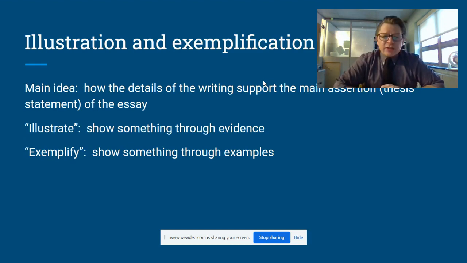Following that, we have illustration and exemplification, the main idea of which is actually pretty simple. It's how the details of the writing support the main assertion or thesis statement of the essay. To illustrate is to show something through evidence. To exemplify is to show something through examples. Though, like I've said previously in this video, really it's all examples and just a question of what we're doing with them.